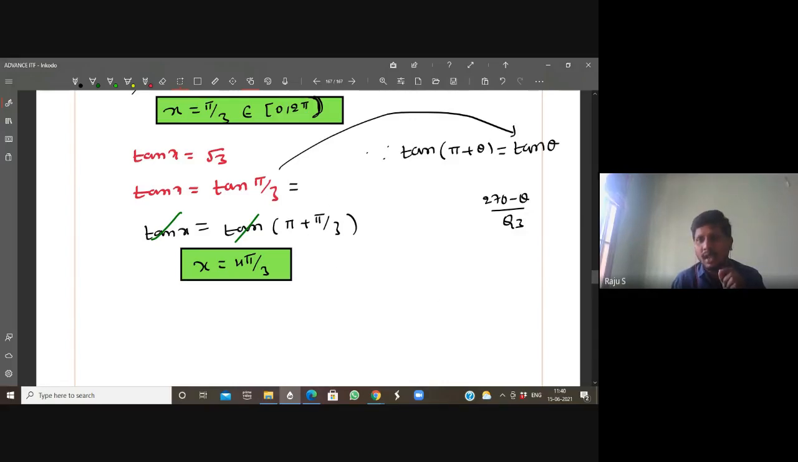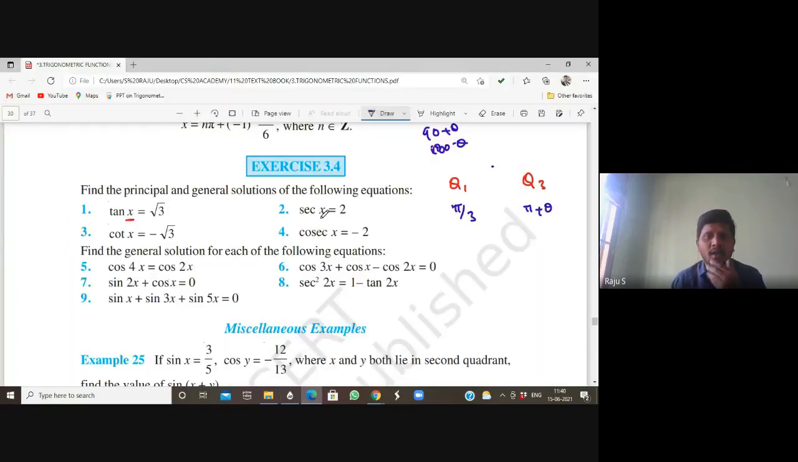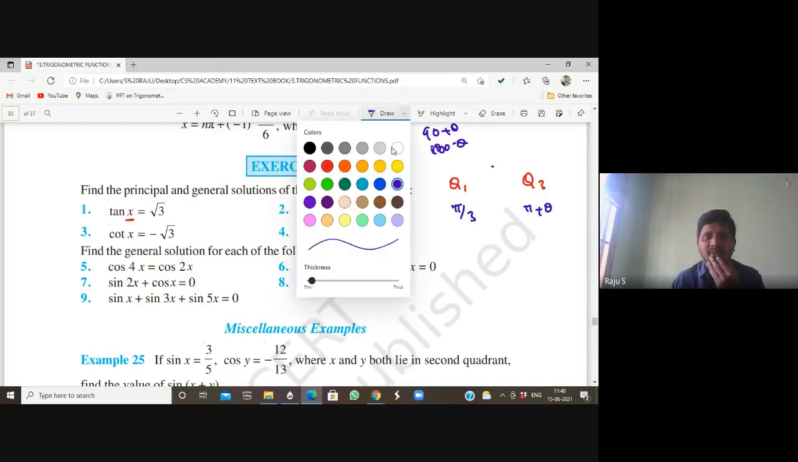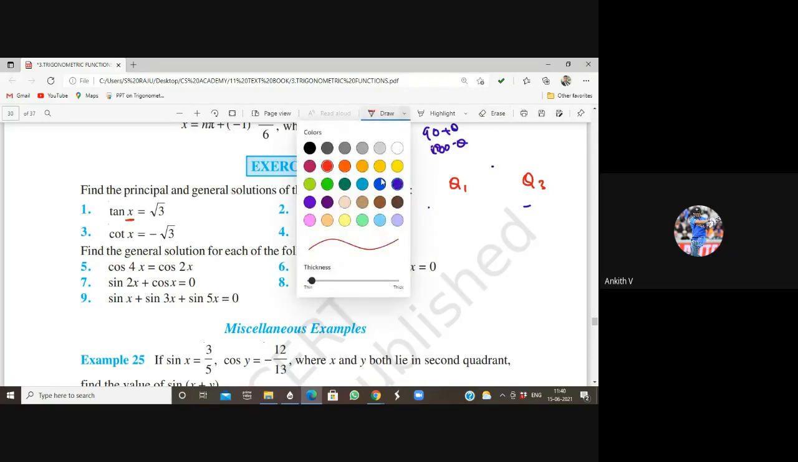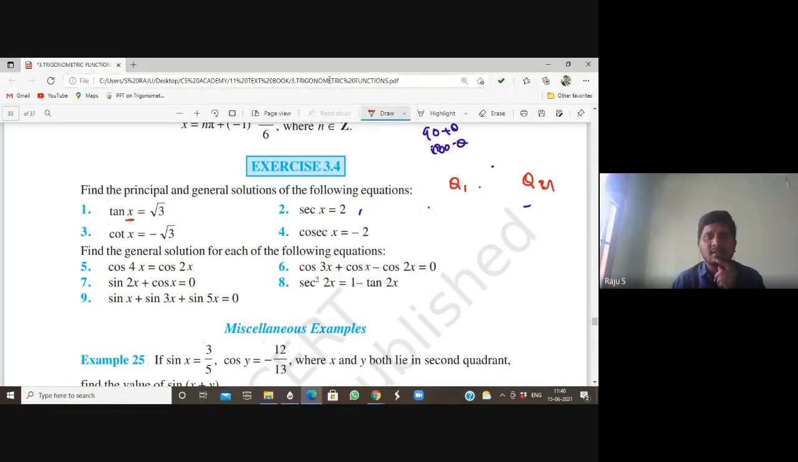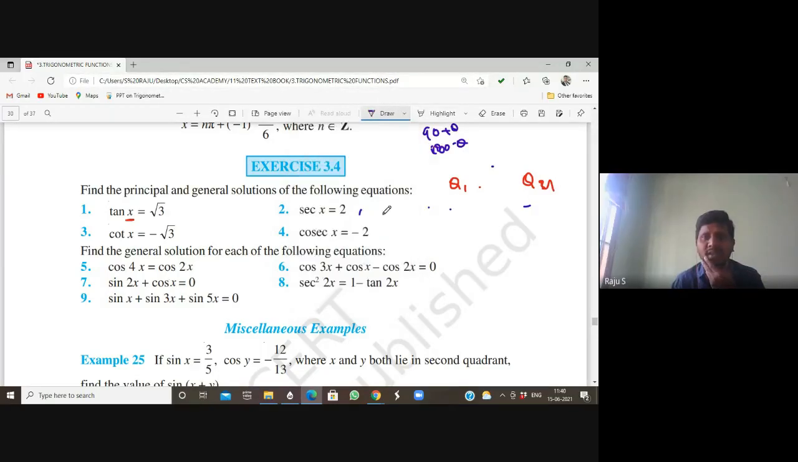Right. So can anyone tell directly here? Let us consider these are objective questions. Can you tell me what are the principal solutions of secant x is equal to 2? Principal solutions. 2 means positive. What are the quadrants? First quadrant and fourth quadrant, secant is positive. First quadrant, pi by 3, sir.